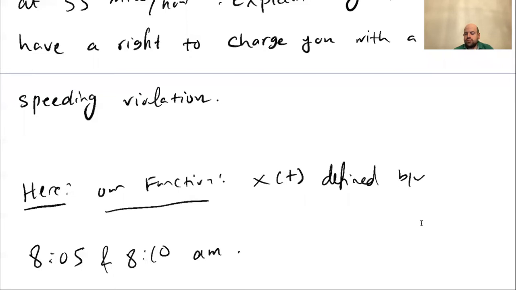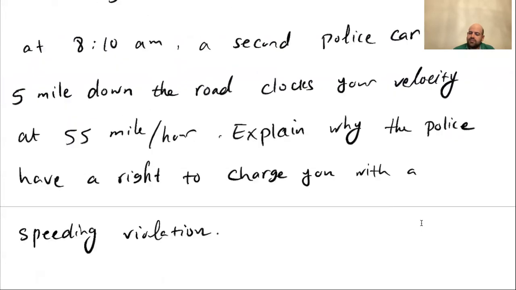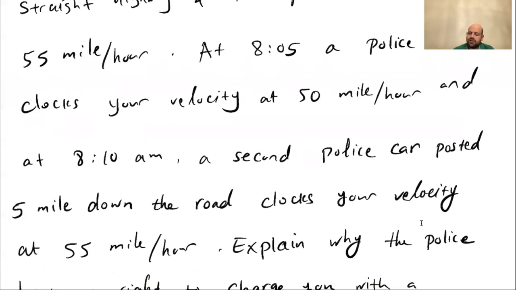Normally in mathematics, you have f of x. x is an independent variable and y is a dependent variable. But in physics, usually you have x of t. So t is the independent variable, x is the dependent variable. So we have x of t defined between 8:05 and 8:10 because it says at 8:05 the velocity is registered as 50 and at 8:10 registered at 55.